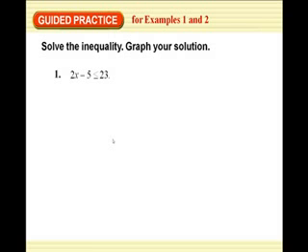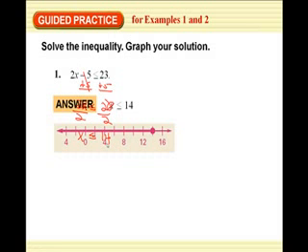So here we go. We're going to add 5 to both sides because I'm looking at the side with the letter. You get rid of what's added or subtracted. Cancel out. 2x is less than or equal to 28. Divide by 2. I did not divide by a negative, so I don't flip the sign. And then the graphing part is easy.